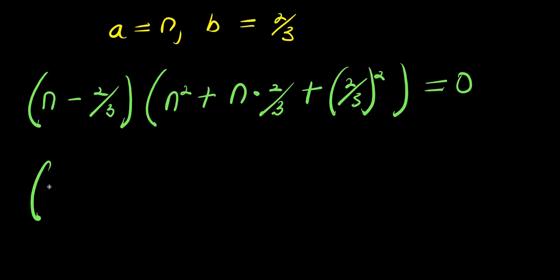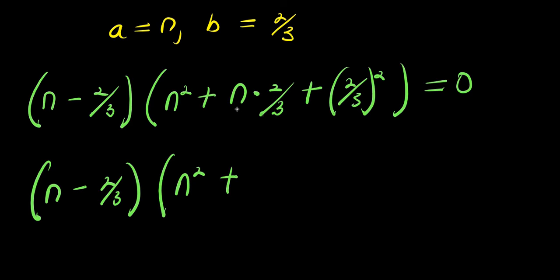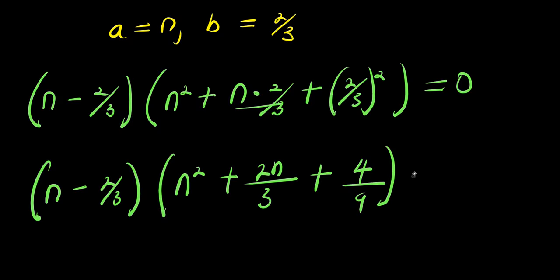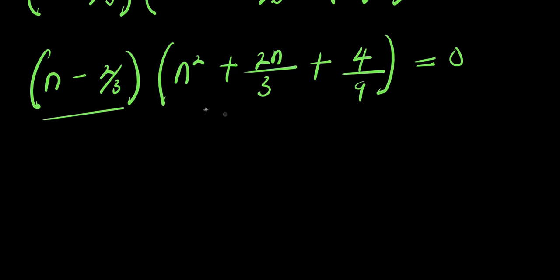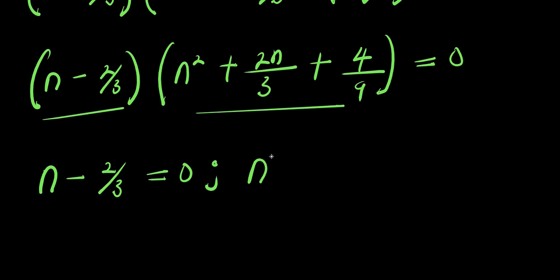From here, we have n minus 2 divided by 3 times n squared plus, if you multiply the numerator, that is 2n divided by 3 plus 2 to the power 2 is 4 divided by 3 to the power 2 is 9. This equals 0. So we can equate each of these to 0. We have n minus 2 divided by 3 equals 0. We also have n squared plus 2n divided by 3 plus 4 divided by 9 equals 0.